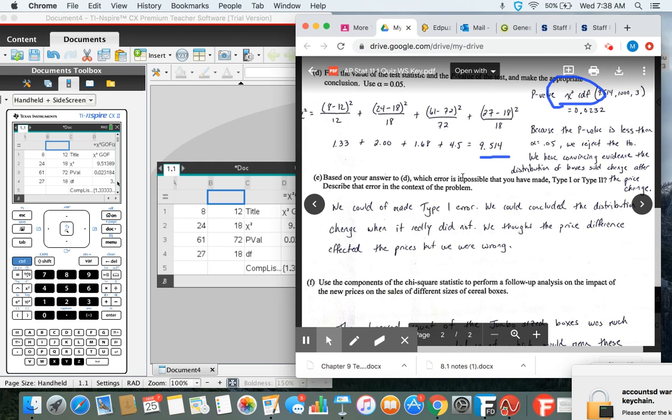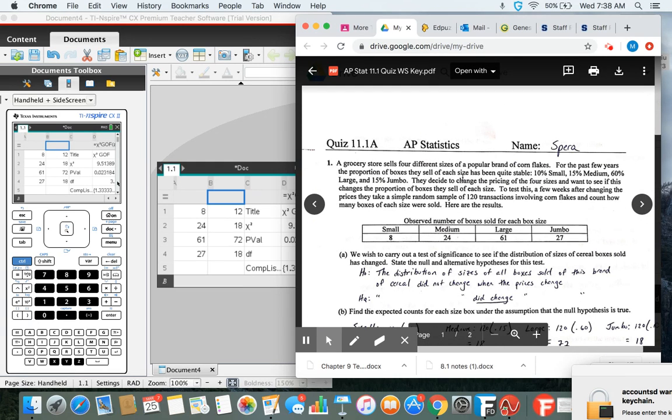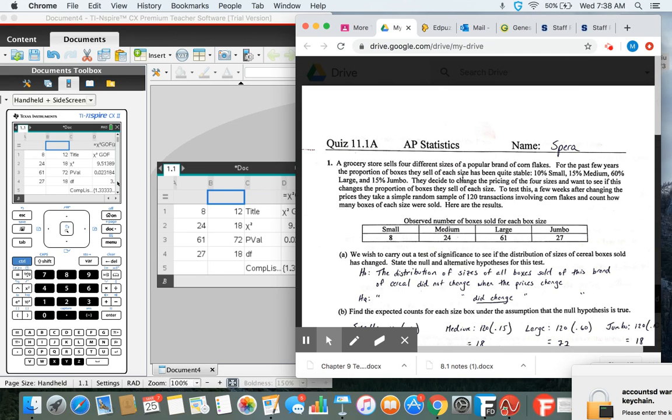So guys, I'll also post this answer key. That pretty much wraps up the first section of Chapter 11. Hopefully we have a good understanding about it. Please ask me any questions, shoot me an email if you have any.